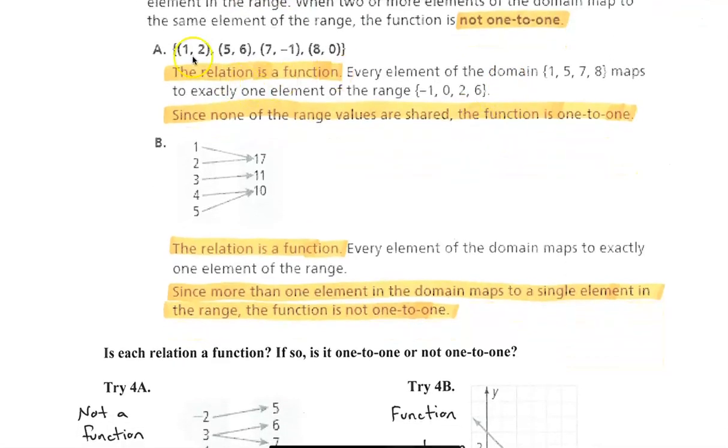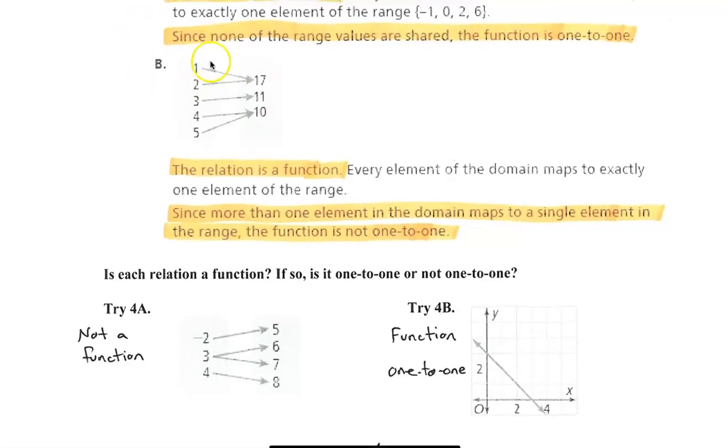So let's look at an example here, right? So 1, 2, 5, 6, 7, -1, 8, 0. So if you notice all the x values, they're all different. So it's definitely a function. Then if you look at all the y values, they're also all different. So it makes it a one-to-one function. Now, you can have the same x and y, like you could do 1, 1, 2, 2. That still counts. Just all the y values are different from each other and all the x values are different from each other, just to be clear.